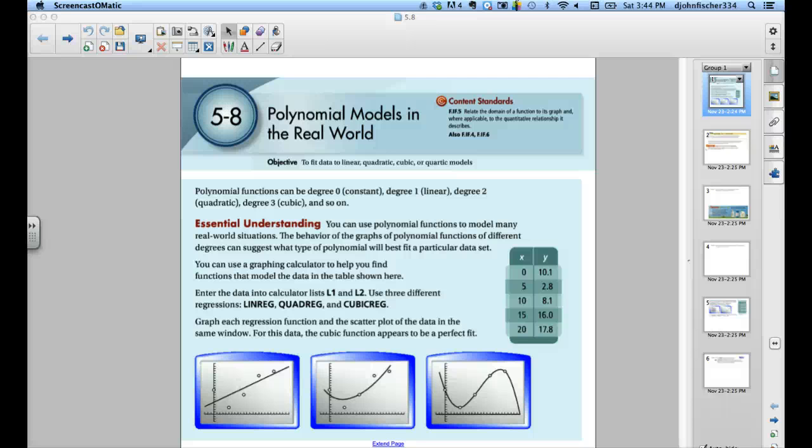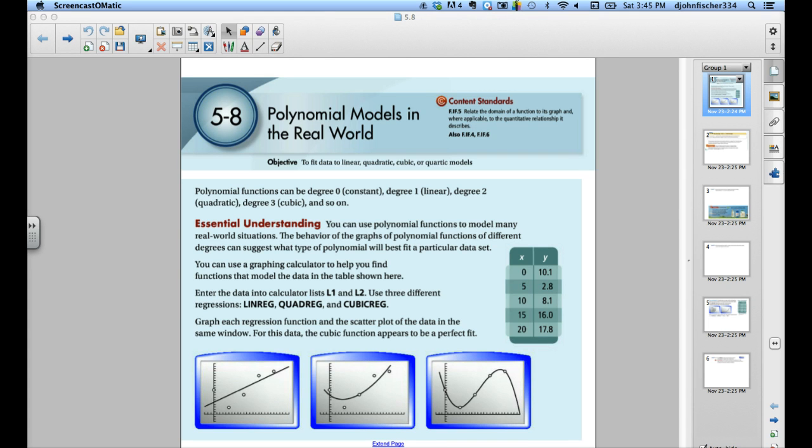Okay, we're going to talk about polynomial functions and their models of real-world problems. And I'm going to do this a little differently from the book. It talks about different models that can work for different things, and how to do it by hand and all that kind of stuff. You can use a polynomial function to model many real-world situations.